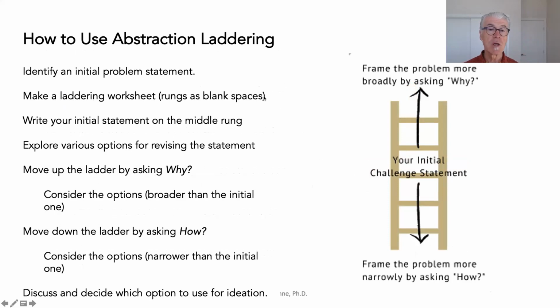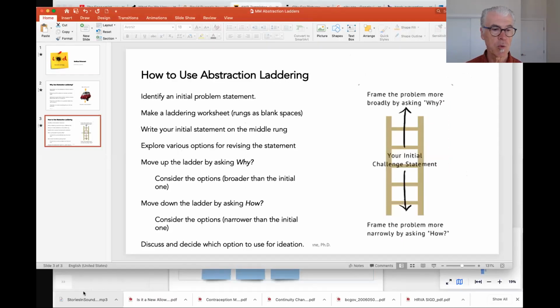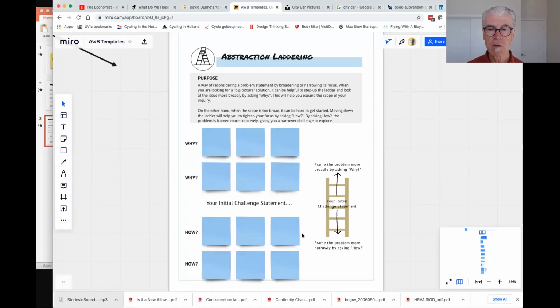So you make a laddering worksheet with the rungs as blank spaces, write that initial "how might we" statement on the middle rung, and then you go up and down. You move up the ladder by asking why, consider broader options, and you move down the ladder by asking how. So you consider narrower options, and then you discuss that with your team to decide on what is the best option for ideation. So let's take a look at that on the Miro board so that you can get a sense of how this works.